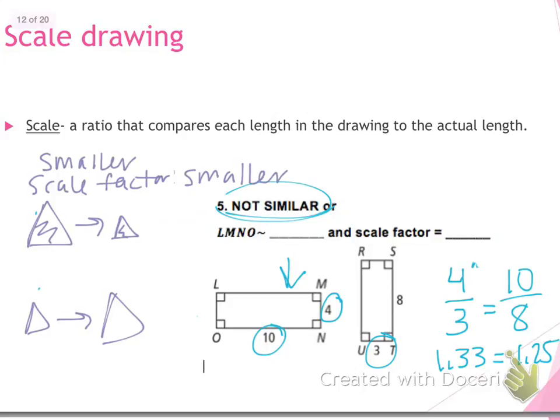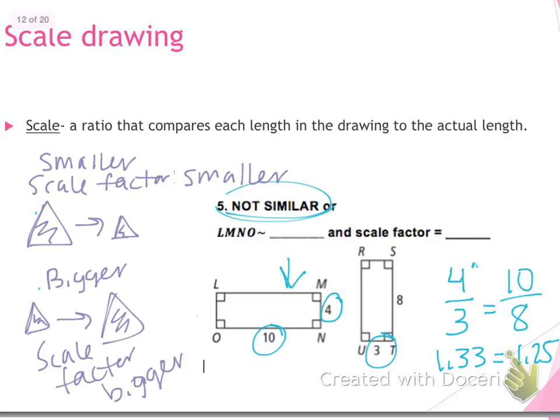Okay? If I'm going from this triangle to this triangle, I am getting bigger. So I need my scale factor to be bigger. So if I have one side being 3 and my scale factor is 2, if I multiply that times 2, I get 6. So it's getting bigger if I multiply it by something bigger than 1. So this one we want it to be bigger than 1. And this needs to be less than 1, so smaller than 1.